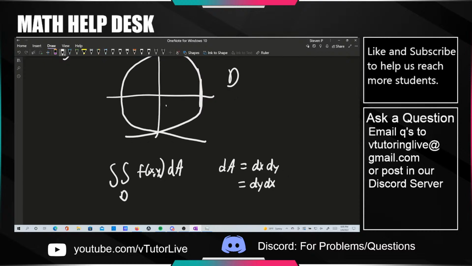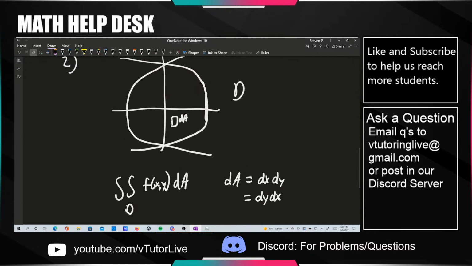But the idea here is basically, if dA is just some random infinitesimal tile anywhere here, f of x y is kind of like saying, okay, that's how high above the page, or perhaps below the page, a hill is, and you're basically being asked to find the volume of that hill by doing this integral. Okay, so the idea here is that instead of doing dA, you could instead do a dx dy, right?